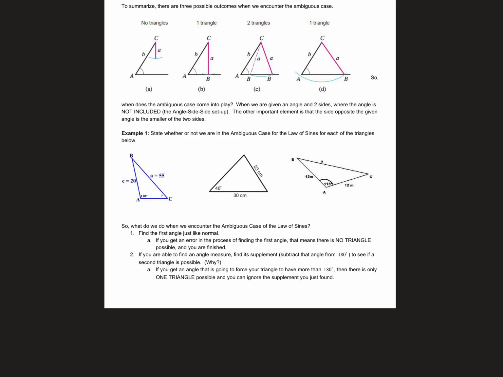So when does the ambiguous case become an issue? It becomes an issue when you're given an angle and 2 sides. And we have a very specific situation here where the angle is not included and the side that's opposite the given angle is the smaller of the 2 sides.